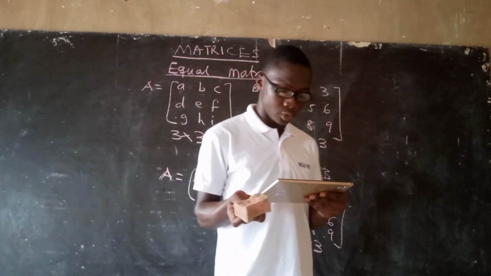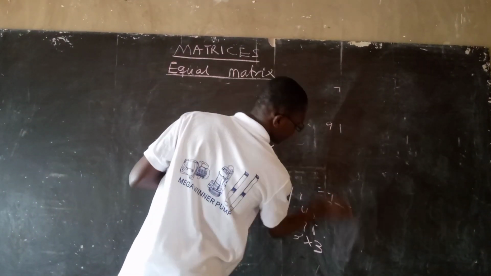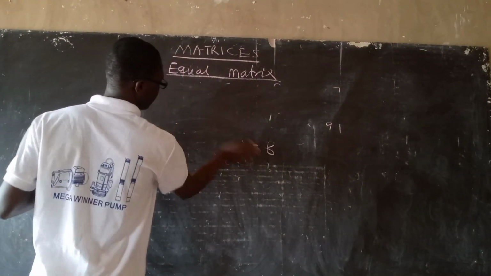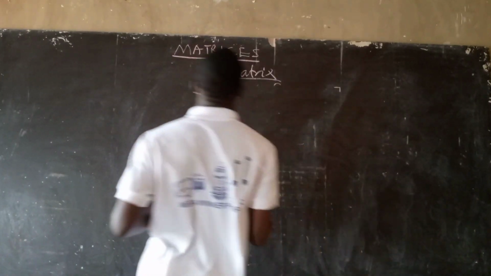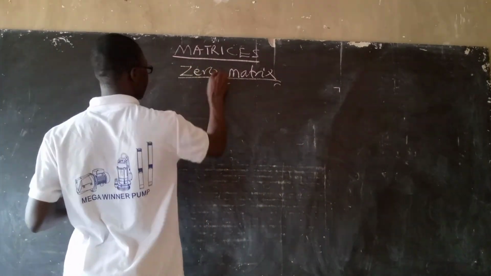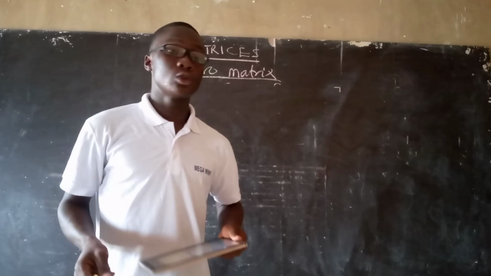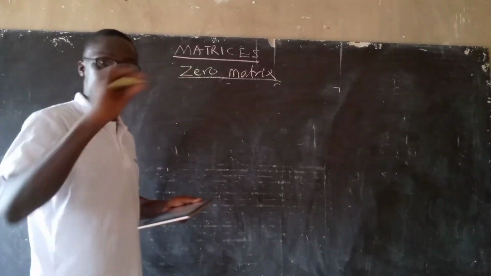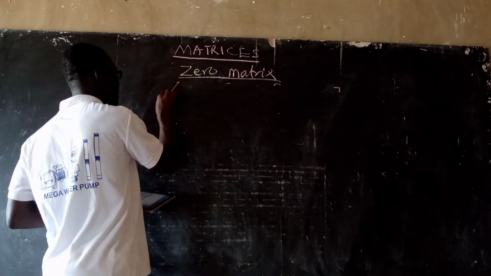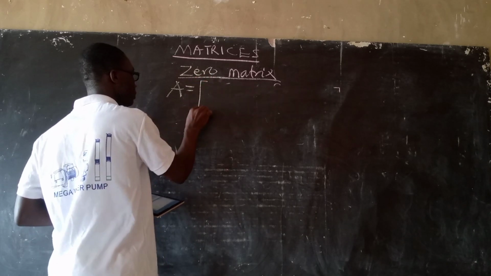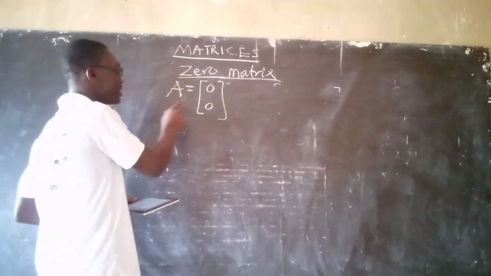So we're moving on to zero matrix. This is a matrix which has each entry as 0. So for a matrix which has all the entries as 0, then the matrix is called zero matrix. So let's say we have matrix A to be equal to 0, 0. All the entries in the matrix are 0. So matrix A is a zero matrix.